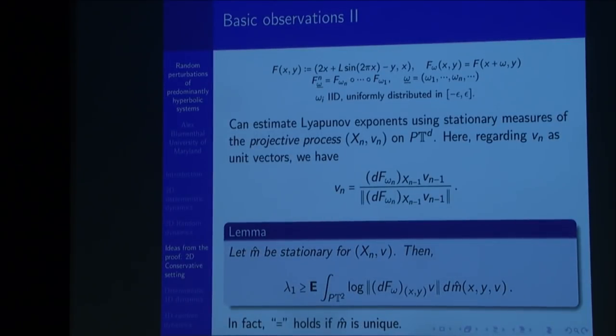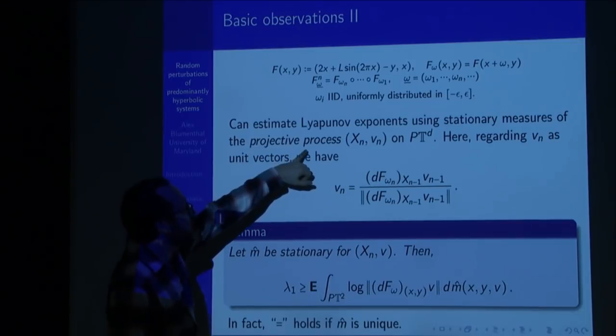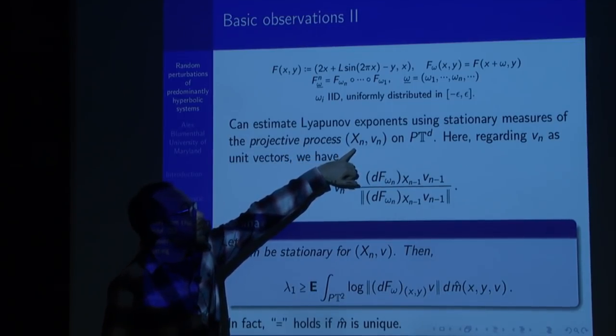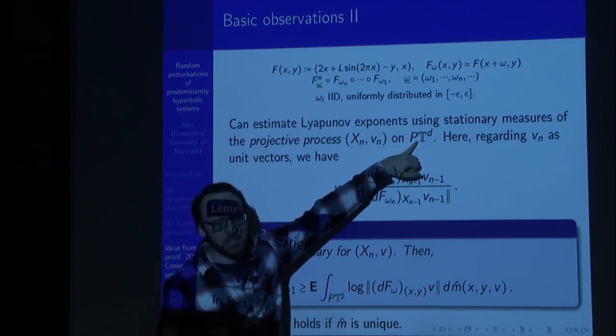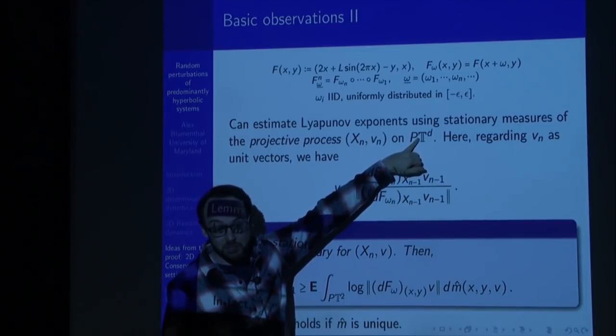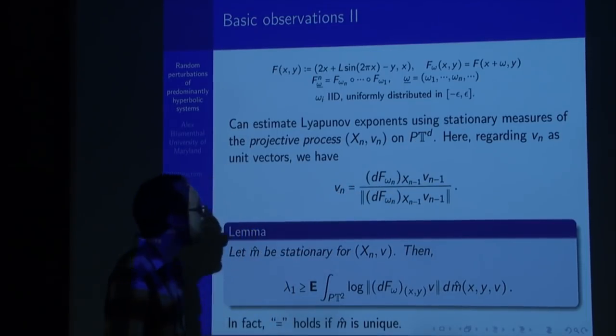So the next step is, how am I actually going to do this? How am I going to estimate Lyapunov exponents from below? And the way I'm going to do it is by using stationary measures for this process, this Markov chain on the space of directions, the projective bundle, all right?